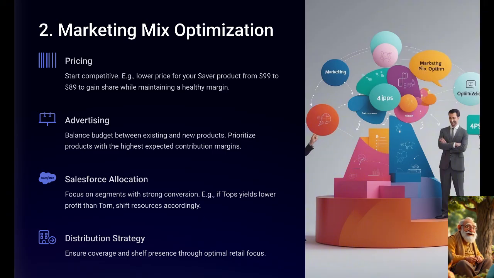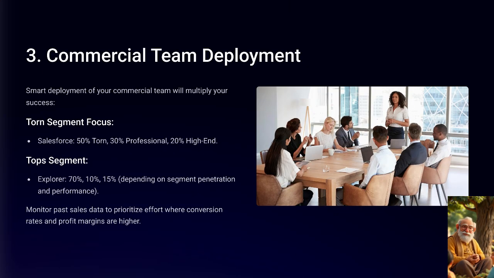Prioritize products with the highest expected contribution margins. Salesforce allocation, focus on segments with strong conversion. E.g., if Tops yields lower profit than Torn, shift resources accordingly. Distribution strategy, ensure coverage and shelf presence through optimal retail focus. Commercial team deployment. Smart deployment of your commercial team will multiply your success.